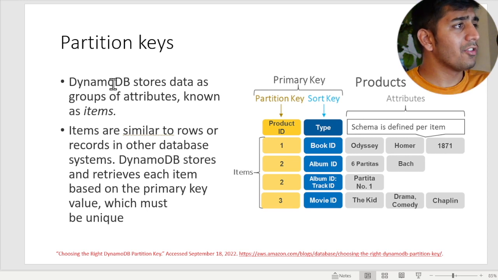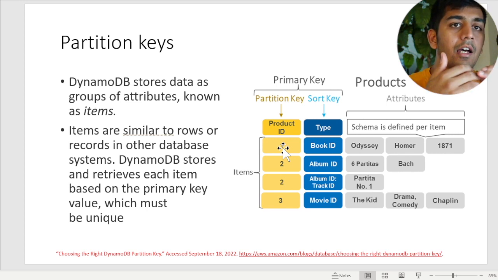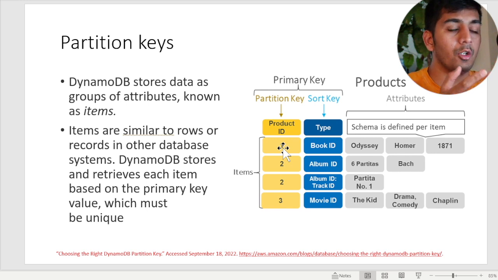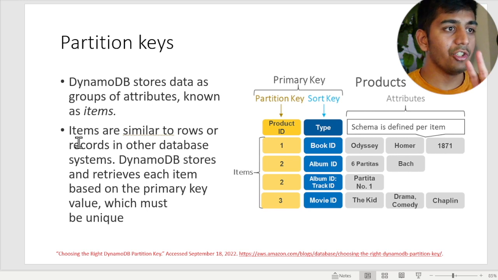So here, let's read. DynamoDB stores the data in groups of attributes known as items. Items are similar to rows or records. So we don't use the term row in Dynamo, we rather use the term items. DynamoDB stores and retrieves each item based on a primary key value, which must be unique. So if you have selected just a partition key and you're inserting data, then we expect that the partition key cannot be duplicate. But if you use the partition and sort key together, also called composite, then you could have a duplicate partition key. Now, let me explain what I mean when I use the word duplicate. I have a small demo on the next slide, so please just hang on until then.